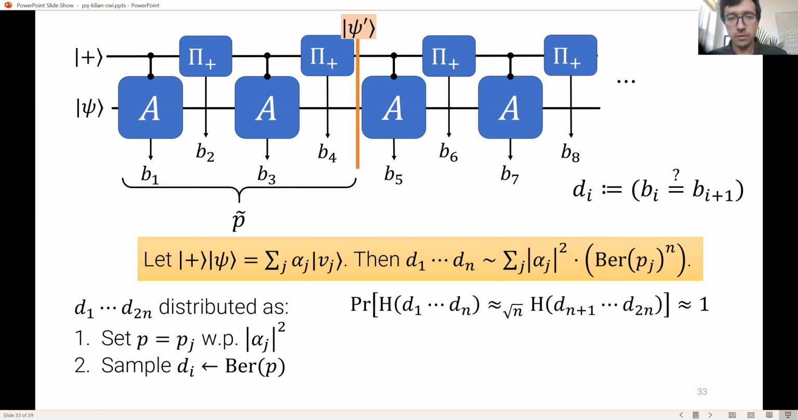But if we think about the procedure, the second half of the procedure looks like an independent copy of the procedure just applied to the state that results from the first half of the procedure. And so we can actually use the analysis of the procedure right here.